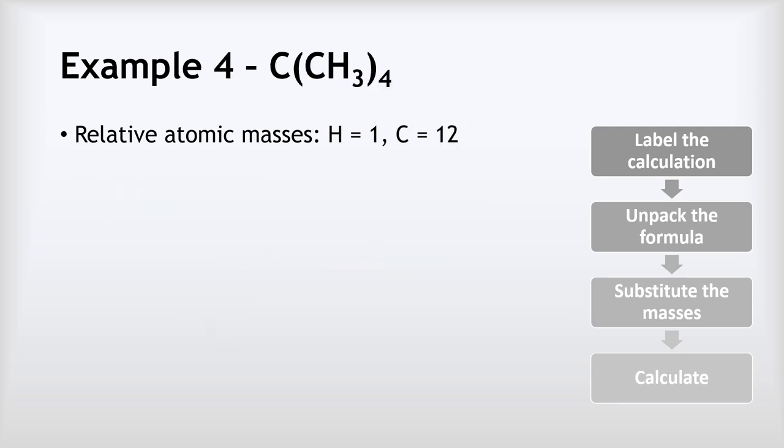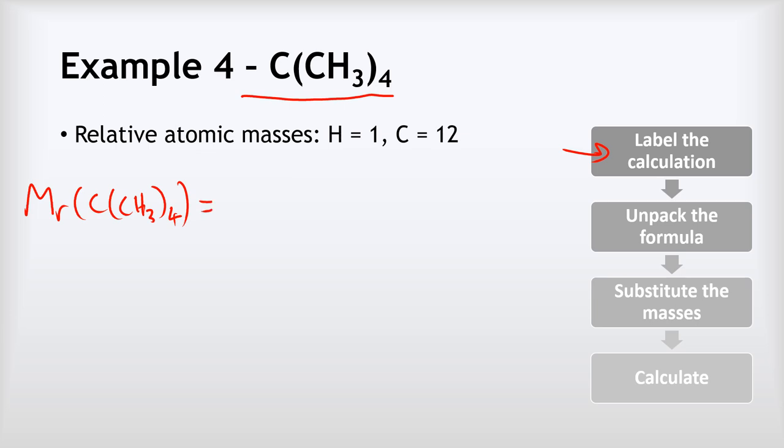Okay, example 4. Getting a bit harder this time because we've got brackets and we've got an element that's been repeated as well. So this one often throws people. So let's have a look at this. This is C(CH3)4. So let's start as we have before by labelling the calculation. So we're going to go Mr, open brackets, C(CH3)4, close brackets, equals.